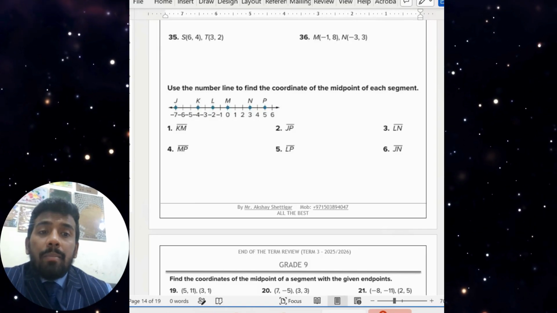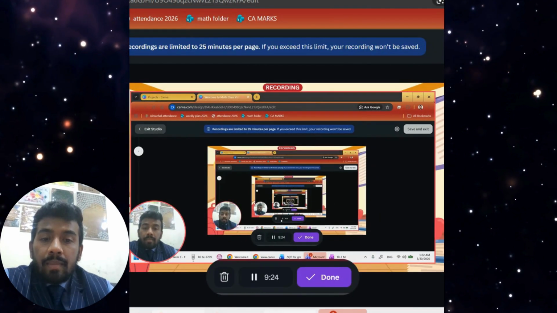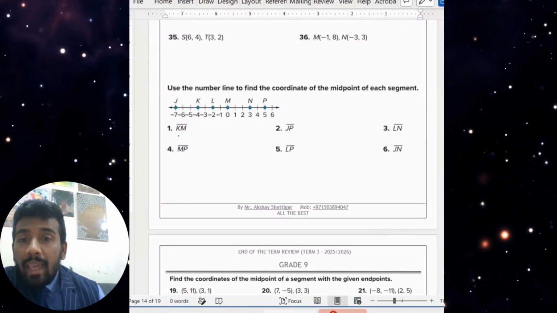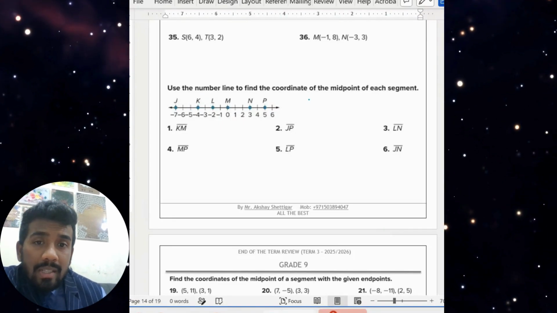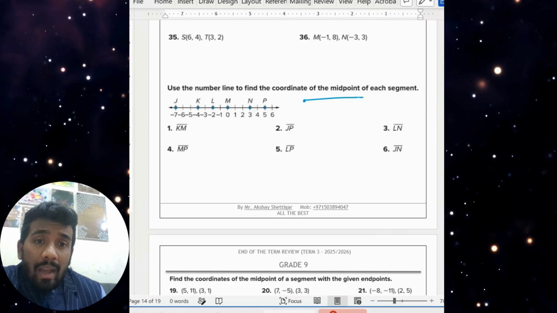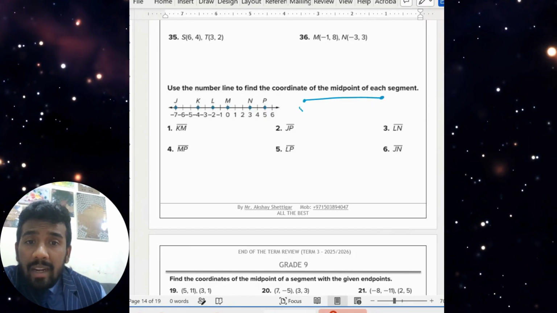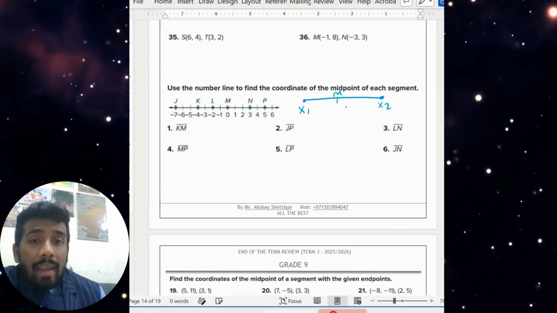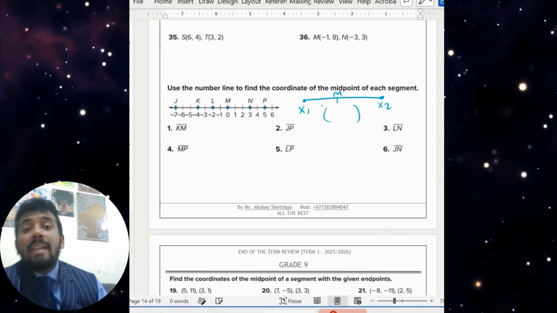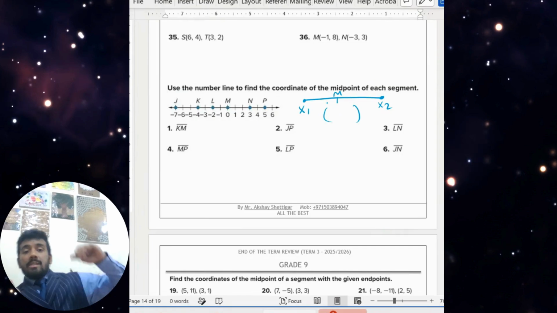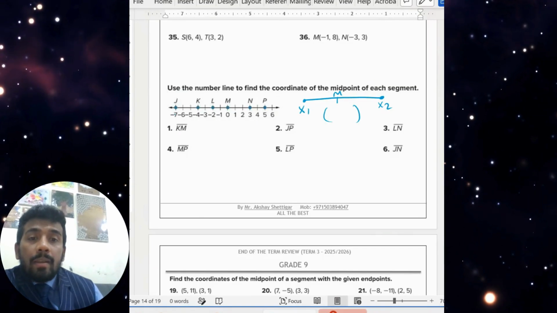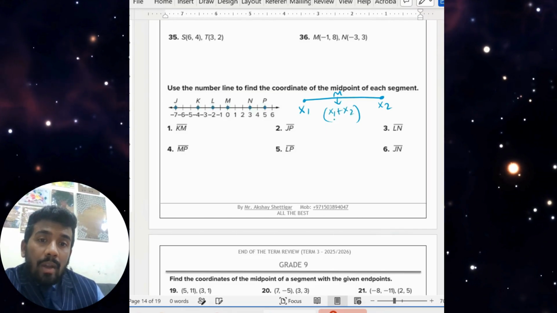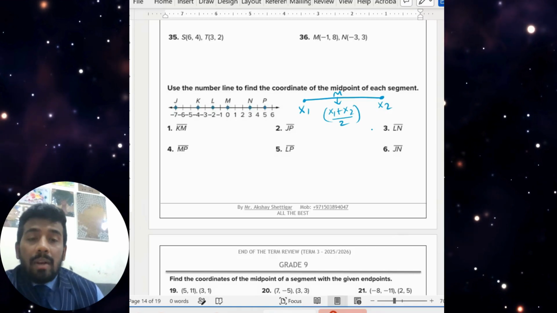How do you find the midpoint of KM? You guys remember we did a formula when you have 2 points, the endpoints, one is x1, one is x2. If you want to find the midpoint, how do you get it? It's the middle. Middle means what? You add this and divide by 2. So you add x1 plus x2 and you divide by 2. That's it. Simple as it is.